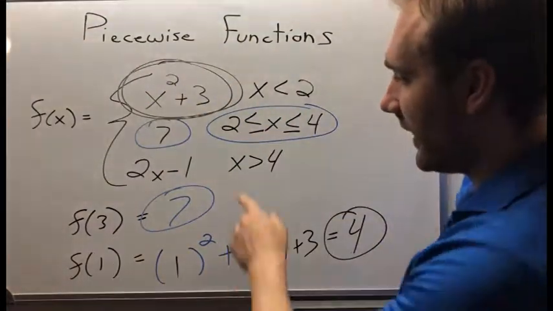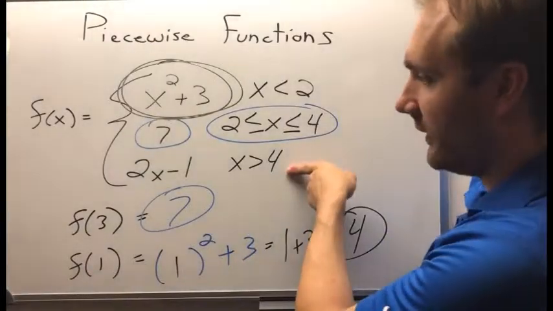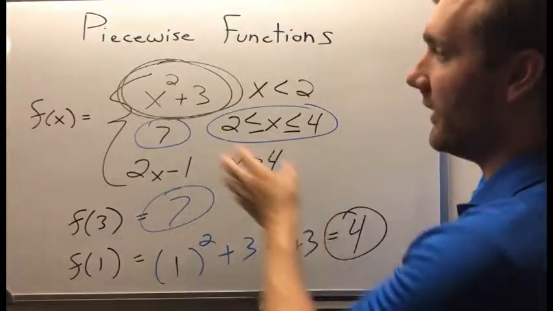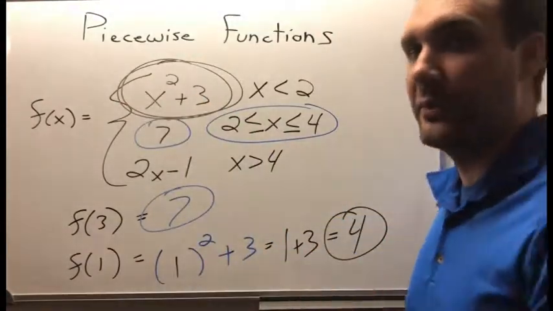Let's see if I had something like 5. Well, 5 fits down here, so I'll plug in 5 for x. So you're figuring out where it fits first, and then you're going to plug it into that function. That is piecewise functions.